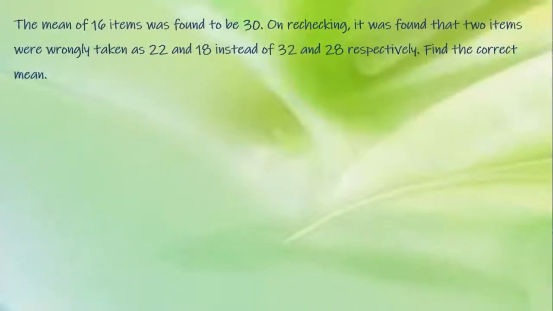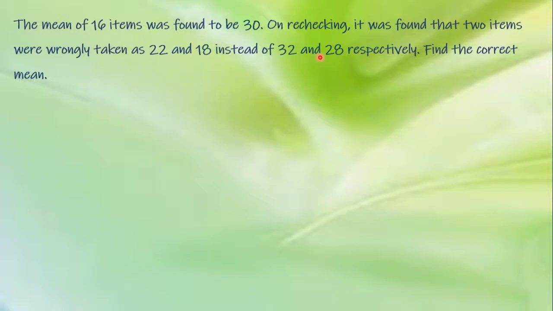Another question. The mean of 16 items was found to be 30. On rechecking, it is found that 2 items were wrongly taken as 22 and 18 instead of 32 and 28 respectively. We have to find the correct mean. In the previous question, only one number was wrong. Here, 2 numbers are wrongly taken. The wrong numbers are 22 and 18, and the correct numbers are 32 and 28.